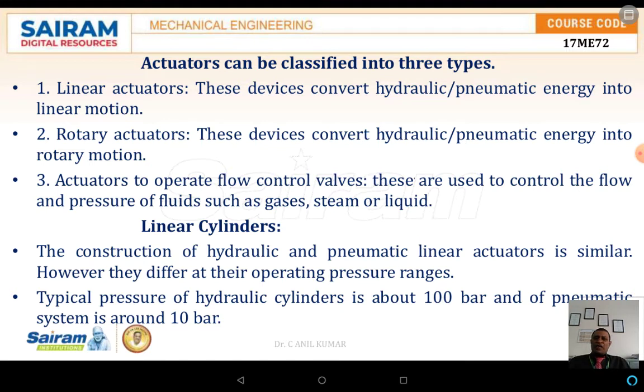But in the case of the pneumatic linear actuators, if the tolerance is less, automatically there is a chance of leakages. If there is leakage, the required pressures cannot be generated. For that reason, the typical pressure of the hydraulic cylinders will be somewhere around 100 bars, but the actuation that can be obtained by using the pneumatic systems is only 10 bars.